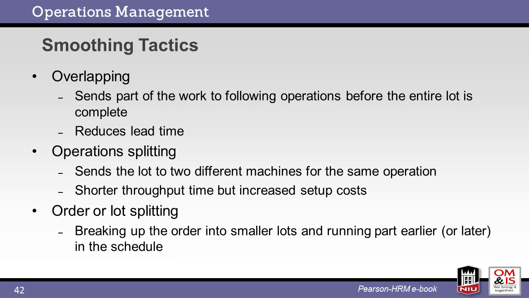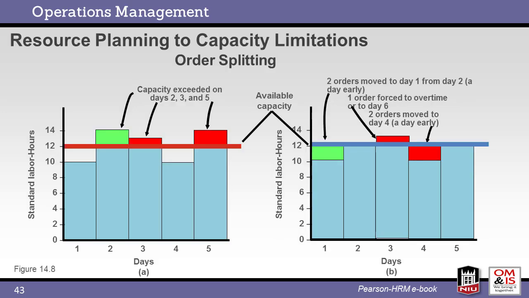Overlapping is when a partial lot is sent to the next workstation so that they may get a head start. Splitting sends the lot to 2 or more work centers working in parallel. This action will reduce time, although this will incur multiple setup costs. Finally, order splitting breaks up an order into smaller lots to get a head start.